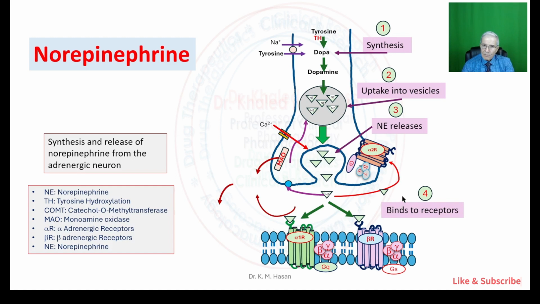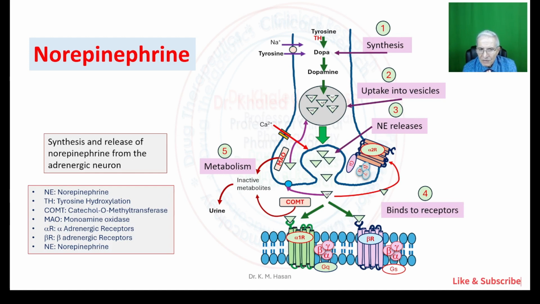This is one pathway. What about the second pathway? As you can see here, for the second pathway we have binding to the alpha-2 receptor in the presynaptic neuron. So we have three types of receptor: alpha-1 receptor and beta receptor in the postganglionic neuron, and alpha-2 receptor in the presynaptic neuron. What type of G protein is related to the alpha-2 receptor? You can see the Gi protein, which has an inhibitory effect. Another fate: number 1, bind to the postganglionic receptor. Number 2, bind to the alpha-2 presynaptic receptor.